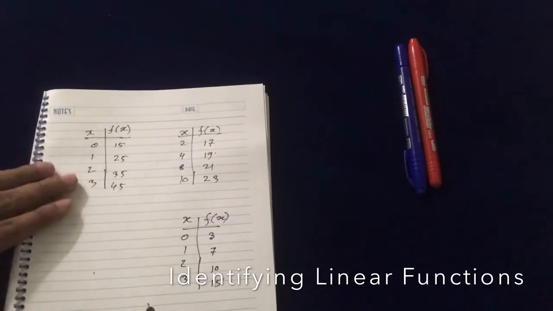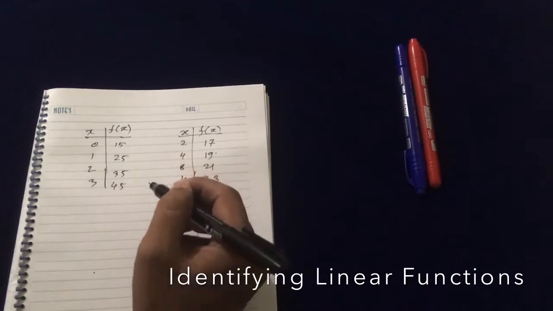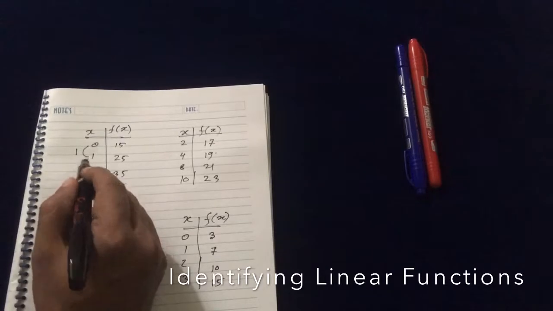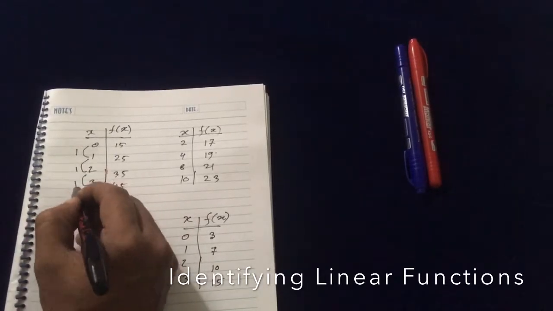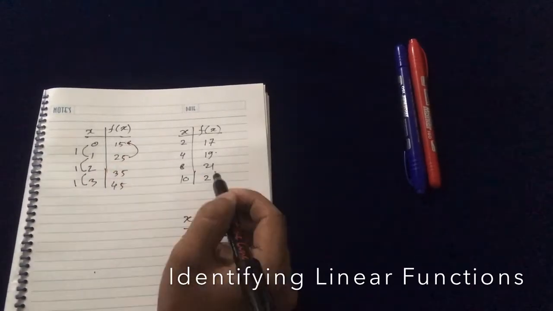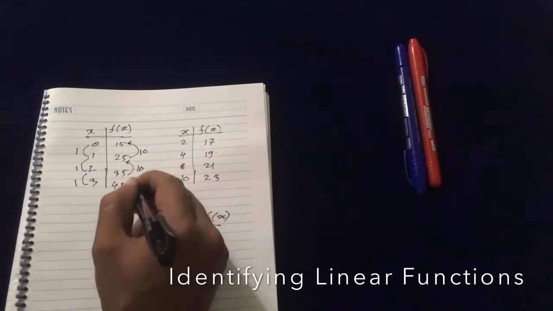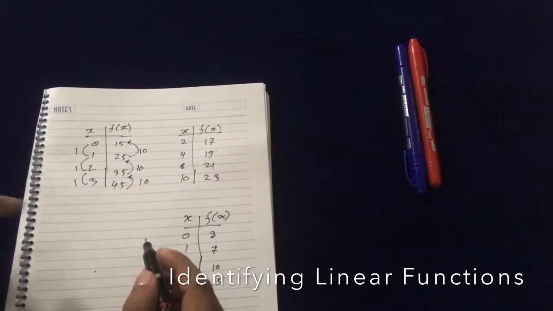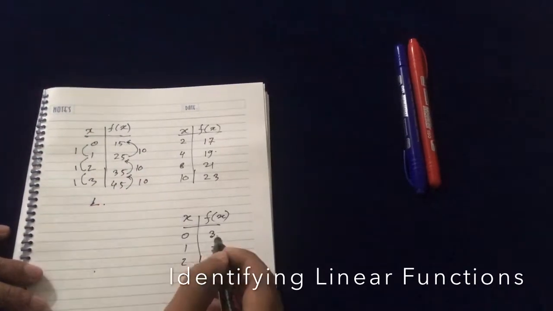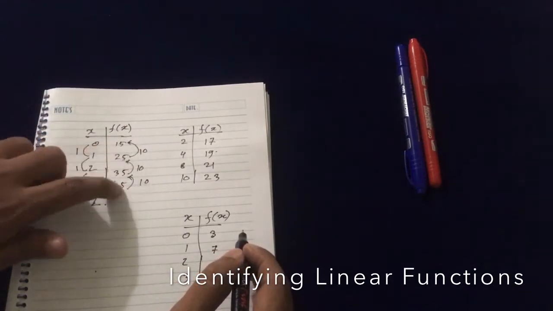These are the numbers. We are trying to understand which one is linear, which one is not linear. You will try to find out the difference. So 1 minus 0 is 1, 2 minus 1 is 1, 3 minus 2 is 1. Second number minus first number always. 25 minus 15 is 10, 35 minus this is 10, this minus this is also 10. So if you see the difference is always the same everywhere, then it is linear. Okay, you will subtract them. Always second value minus first value.